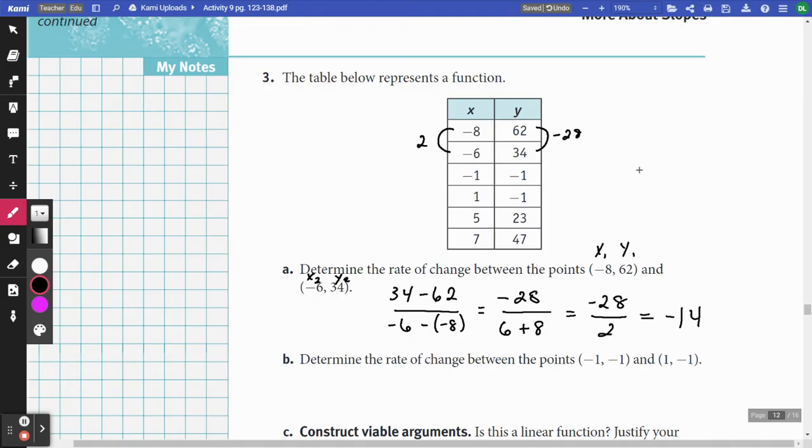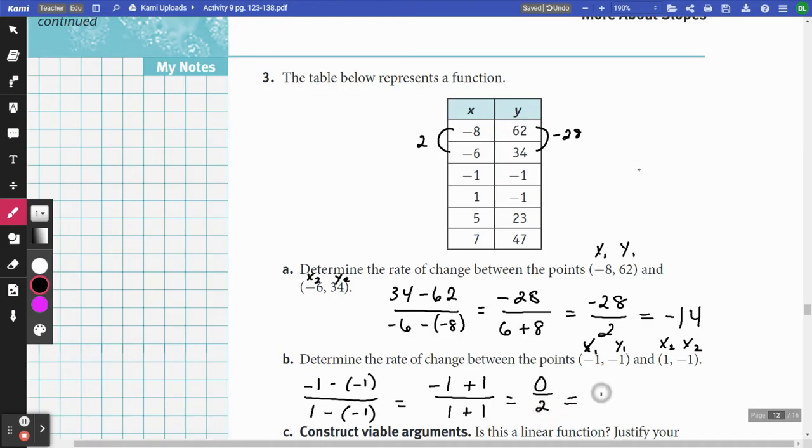Determine the rate of change between points (-1, -1) and (1, -1). That's my x1, y1, x2, y2. So negative 1 minus a negative 1 over 1 minus negative 1. That is negative 1 plus 1 over 1 plus 1, so that is 0 over 2, which is 0.